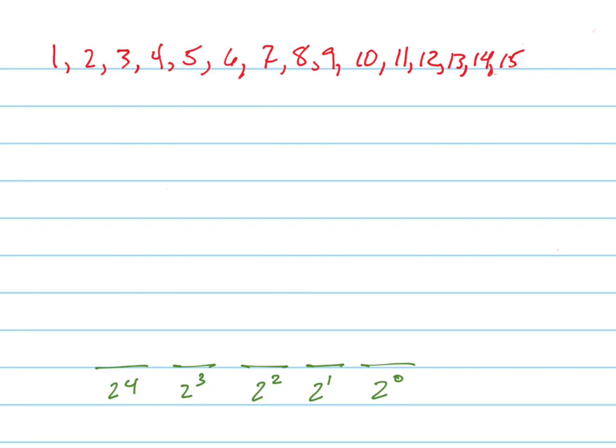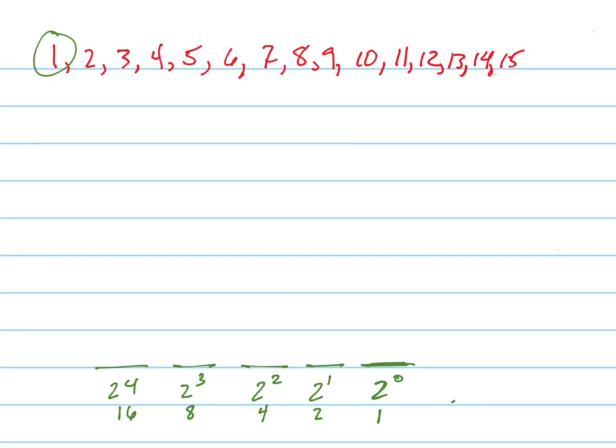So I'm doing it in base 2. So my ones digit would be 2 to the 0, which is 1, right? 2 to the 0 is 1. 2 to the 1 is 2. 2 to the 2 is 4. 2 to the 3 is 8. 2 to the 4 is 16. So I need to figure out how many I need. So what's the number 1 written in base 2?